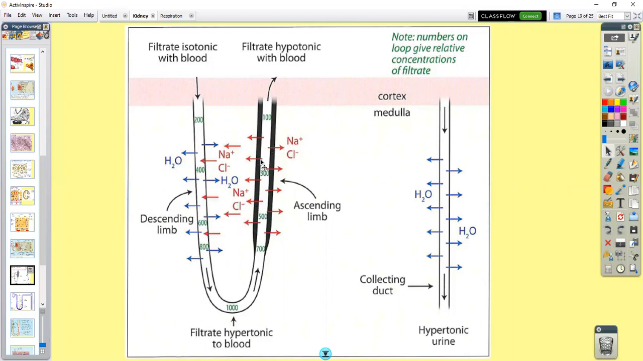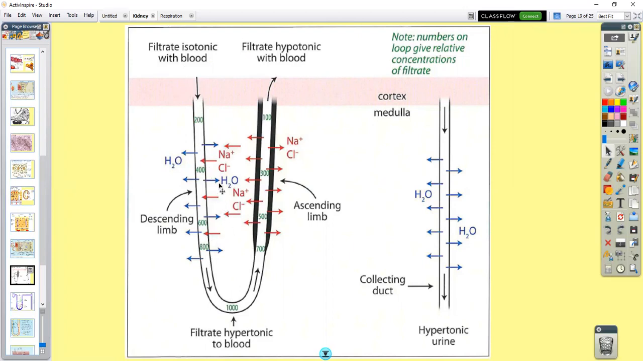These ions are actively transported out of the ascending limb into the medulla. Remember, this stretches down into the medulla region. When these ions are actively transported out, your sodium chloride ions, which is essentially what makes up salt, it makes this area of the medulla very salty or very high in solutes. What that means is as the filtrate passes down through the descending limb, water will pass out of the filtrate by osmosis, so it tries to dilute that highly salted medulla area.